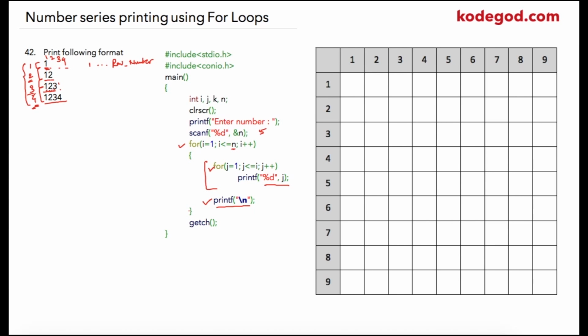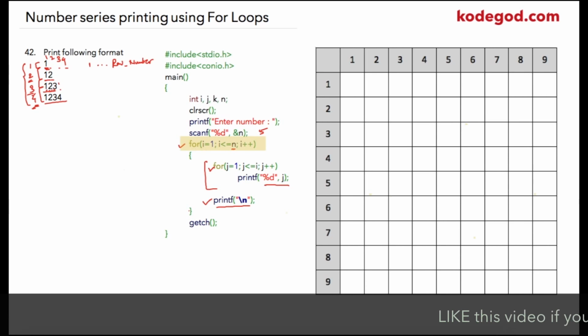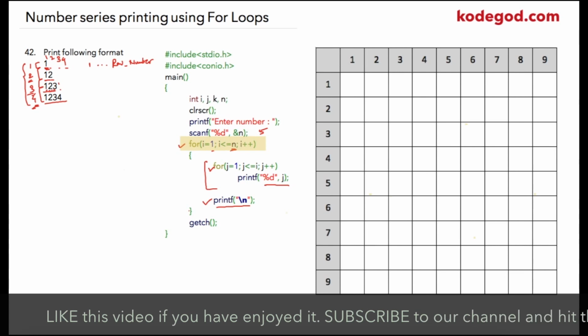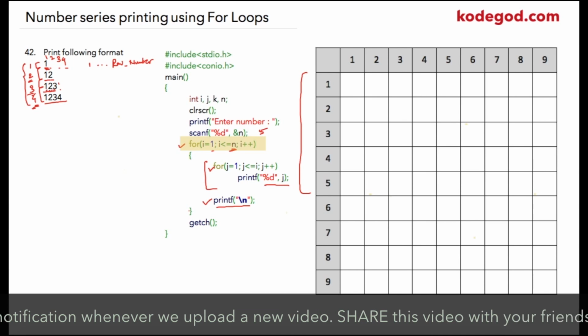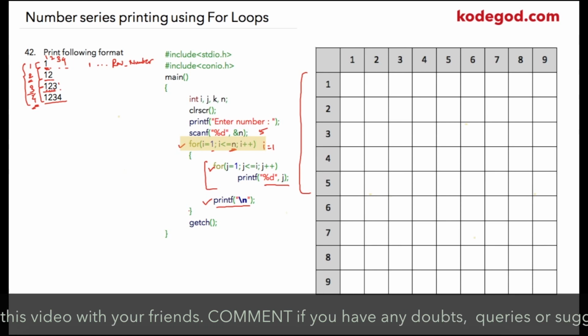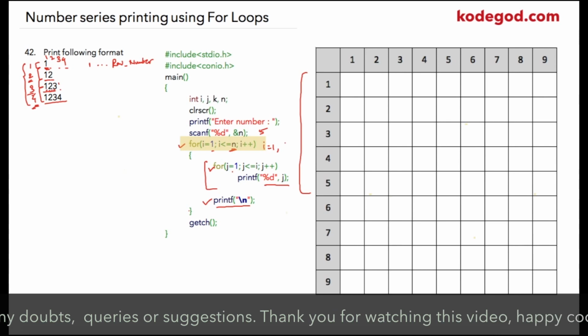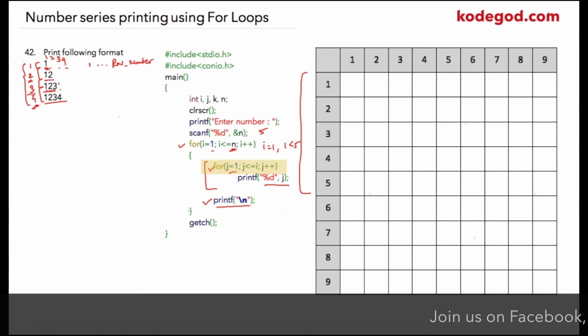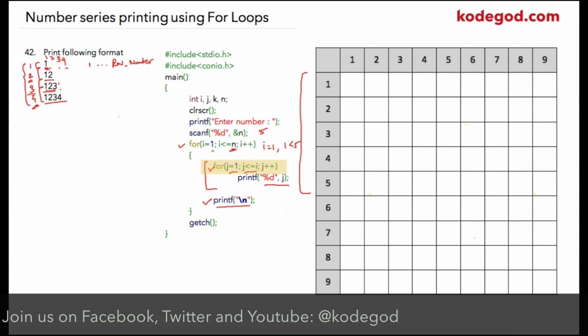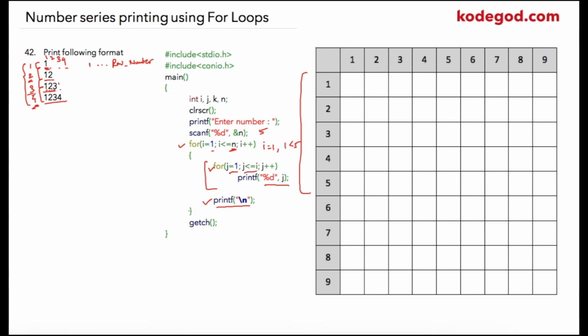Suppose the user has entered 5, then this loop will go on for 5 rows starting from 1 till 5. So these 5 rows will be utilized for printing. And hence in the first iteration, when i is equal to 1, the condition will be true because 1 is less than 5, and the loop which is inside will execute for j equal to 1 till j less than or equal to 1.